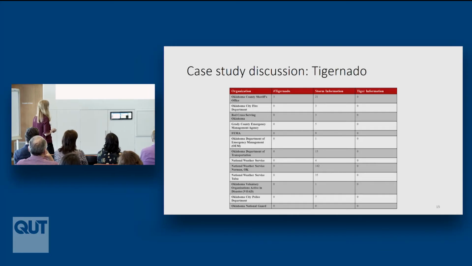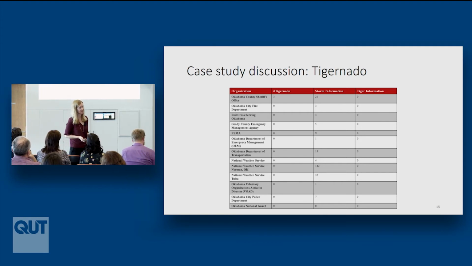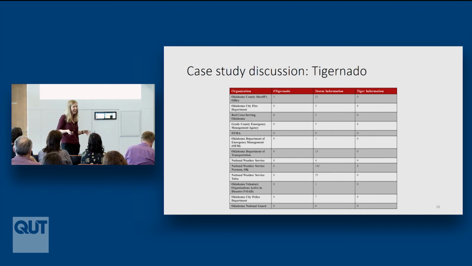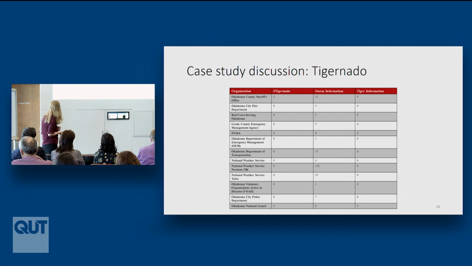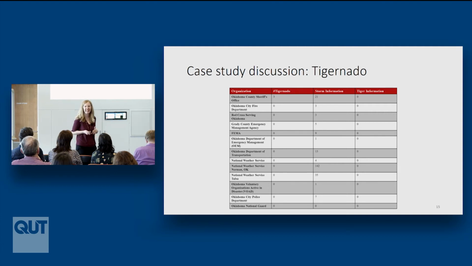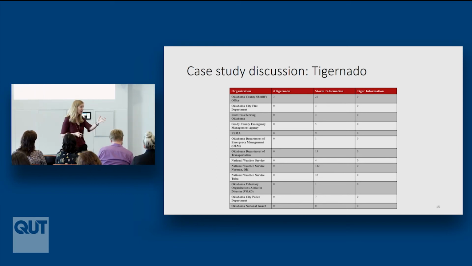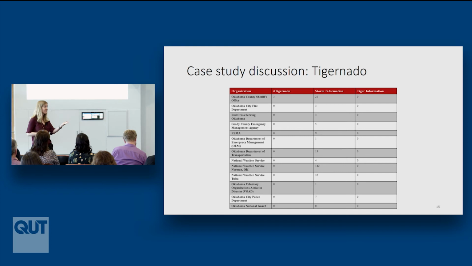So we did some research around the hashtag Tigernado. The community created the hashtag Tigernado because they were sheltering in place and had nothing to do, right? So they had some time on their hands. And we were curious to see, how did official agencies respond? Did they ignore it? Did they try to tie into it? Did they try to get rid of it? Were they wary of it? Most people were wary of getting into this kind of humor.